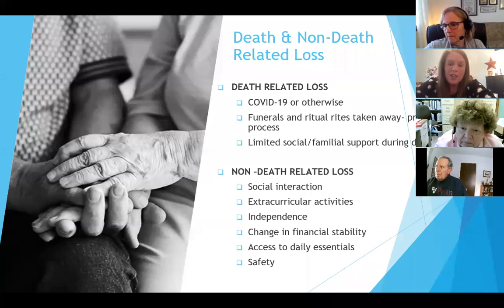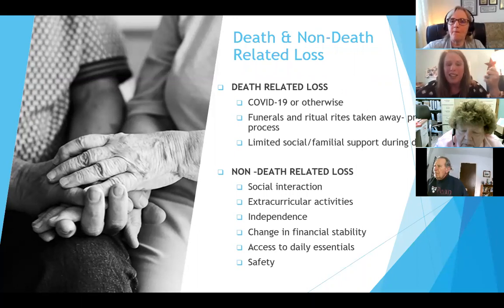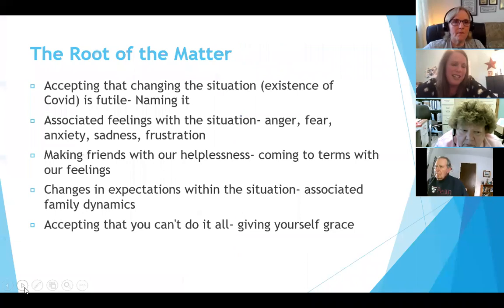Just for kids, extracurricular activities and schooling, independence for everybody has changed, financial stability. Like Claire talked about, the assumptive world has been shaken. It's basically been grabbed by the bullhorns, and we've all been given a good shake. So how do we get through this? So Jamie, if you want to advance.